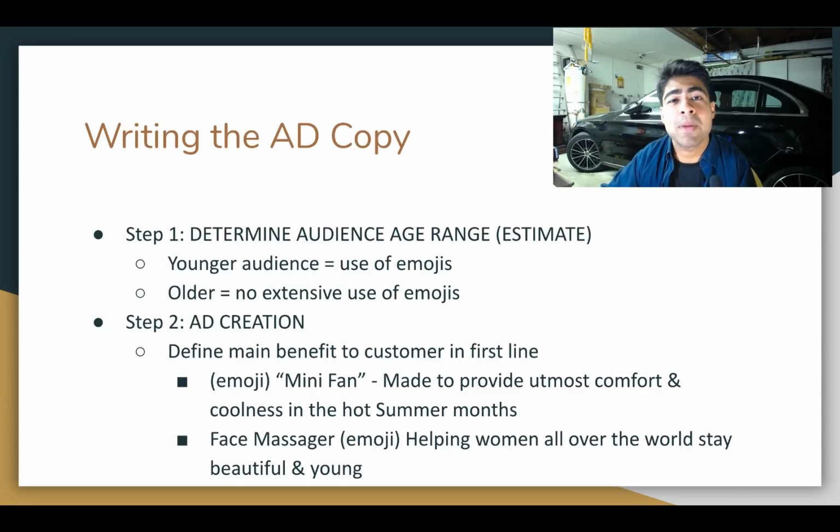That's why I've written emoji in parentheses, but emoji, and then in this sentence, I'm pretending to be selling a fan since summer is coming up. So mini fan in quotes, and then I add a little dash and I say, made to provide utmost comfort and coolness in the hot summer months. So notice the key words that I have used: utmost comfort, coolness, and hot.